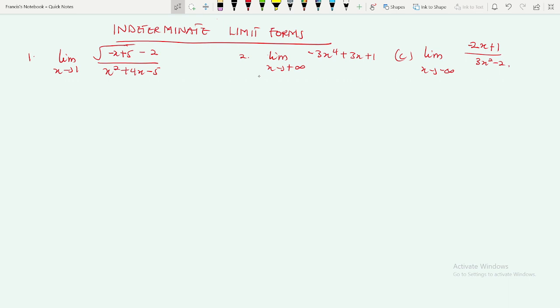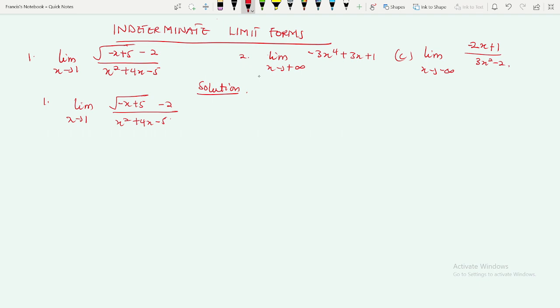So let's take our first problem. The first one is saying that we should find the limit as x approaches 1 of the expression square root of negative x plus 5 minus 2 all over x squared plus 4x minus 5. So our first one, limit as x approaches 1 of the expression square root of negative x plus 5 minus 2 all over x squared plus 4x minus 5.